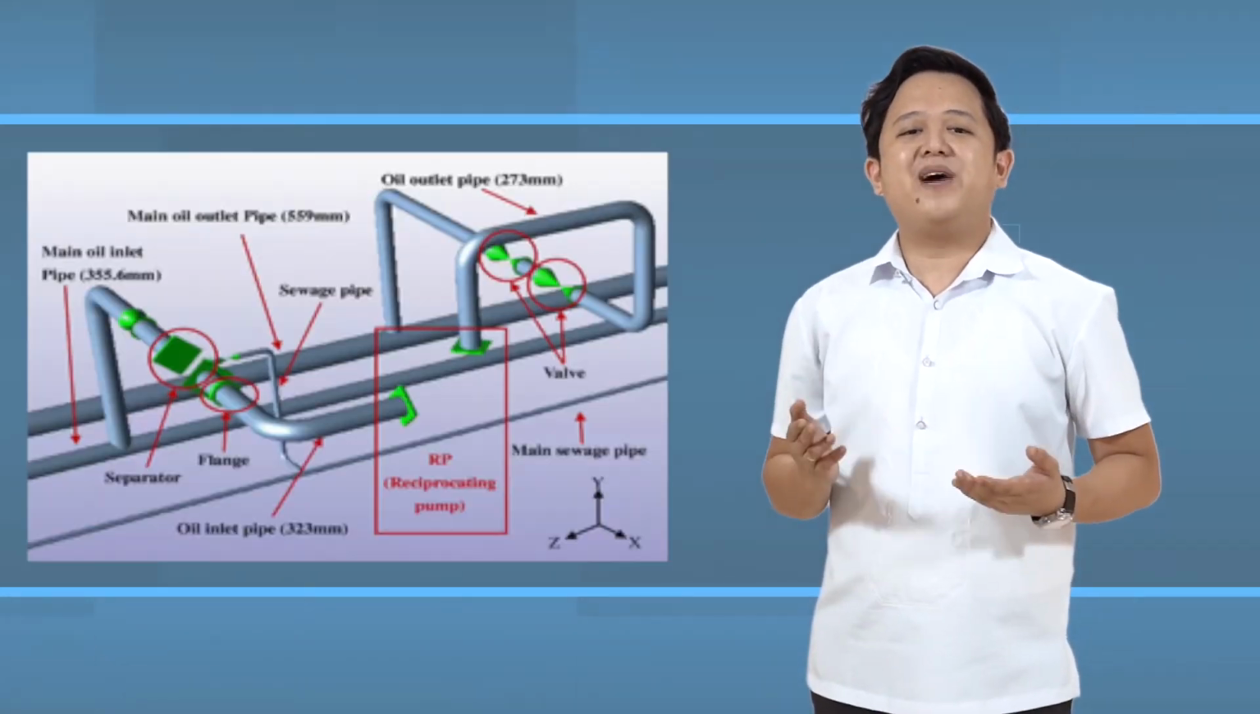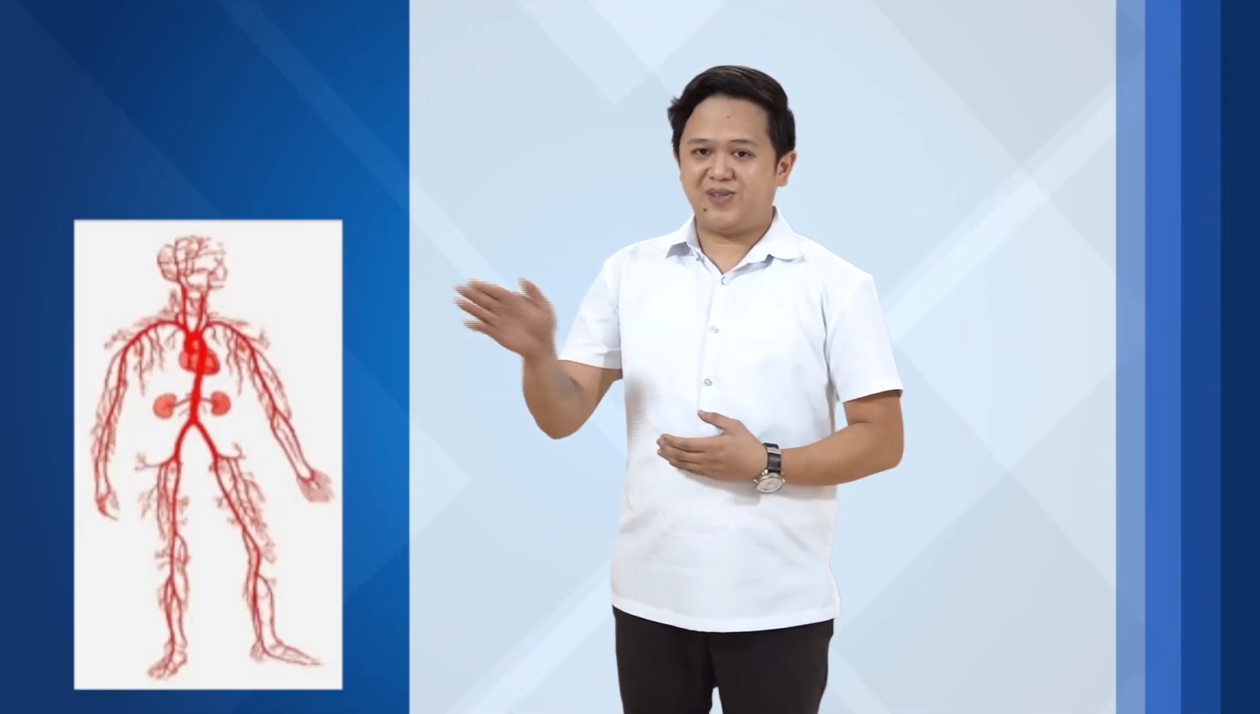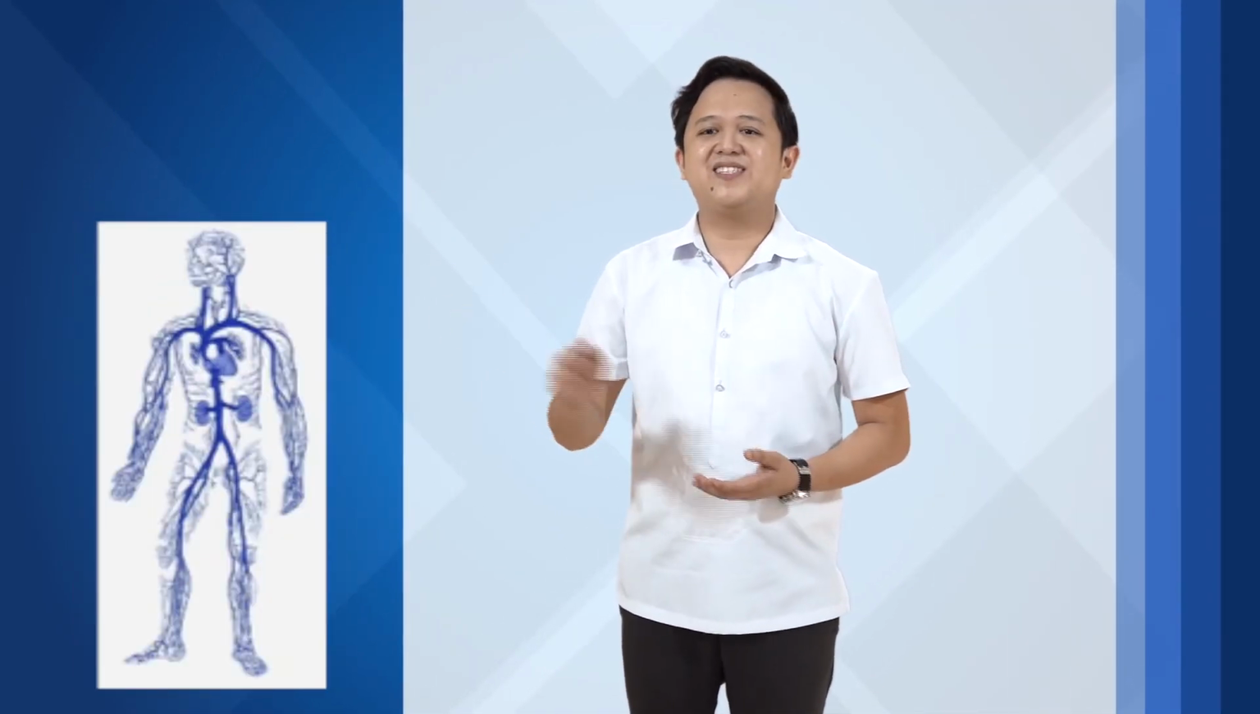Lastly, our blood vessels. Blood is carried throughout the body by a vast network of blood vessels, which resembles pipelines that deliver water to households. There are 3 types of blood vessels. They are the arteries, the veins, and the capillaries. Arteries convey oxygen-rich blood away from the heart.